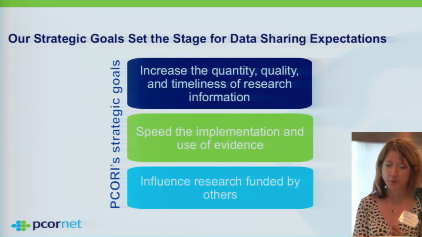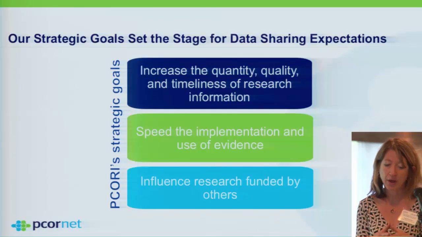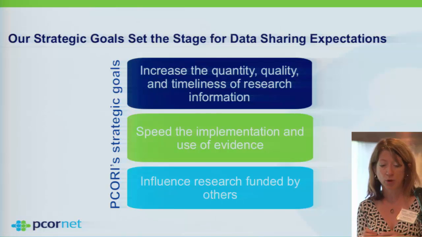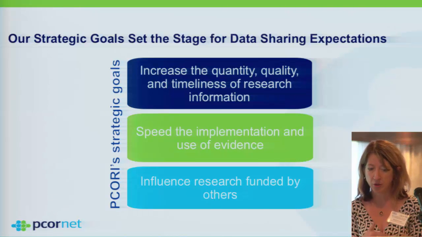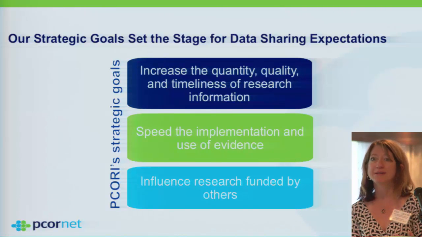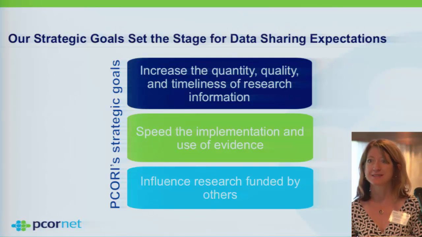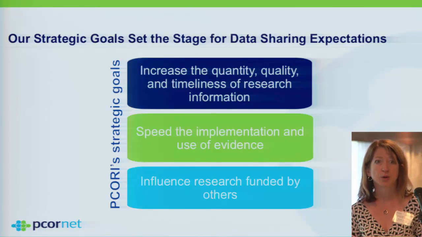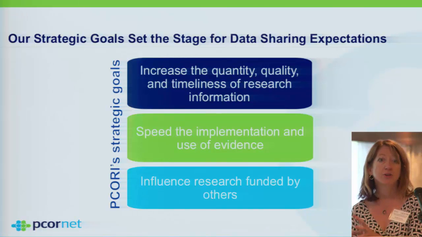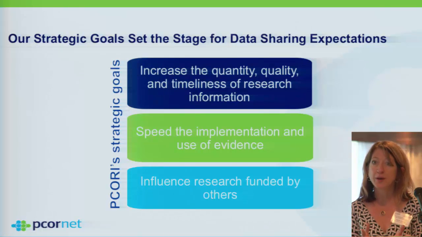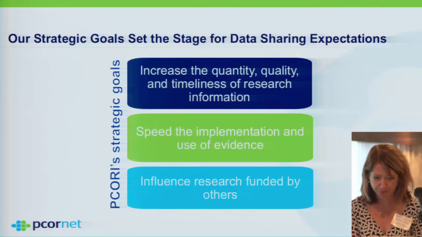And so I would say that we have these strategic goals that play right into this, the three of which are increasing the quantity, quality, and timeliness of research information, and I'll speak more to that in a moment. Similarly, speeding the implementation and use of evidence, as I mentioned a minute ago. New agency, our authorizing legislation goes through 2017, and then we'll be looking at reauthorization, hopefully. But this is in research epochs. This is a very rapid and compressed timeline. So we're working as quickly as we can, both at the front end to get research funded, and then at the back end to get the results out there. And in so doing, we hope to influence research that's funded by others.